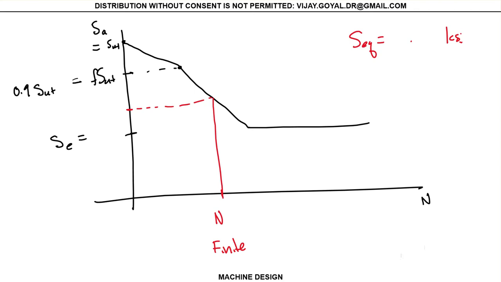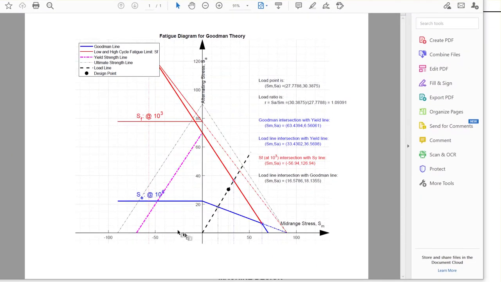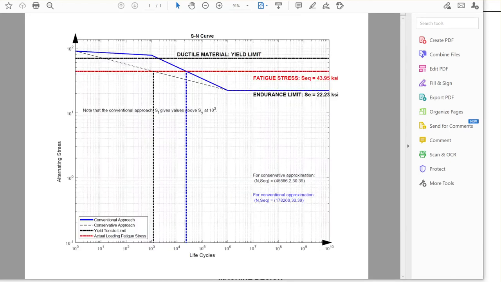You can see the MATLAB code when I run it. The value of SE is here. You see the value of SE in the next plot, in the SN. So your MATLAB code actually runs all the different cases, and your SE has a value of 22.23, and your equivalent stress of 43.95. And this is the traditional value that we want to use.